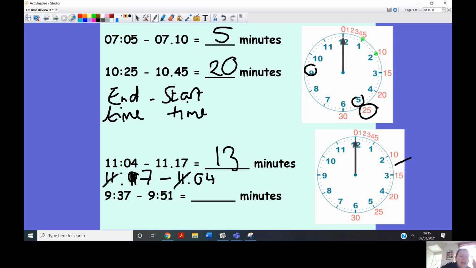There are so many different ways that you can calculate this. It's whatever is most suitable for you. But this one, remember, it's end time, take away your start time.